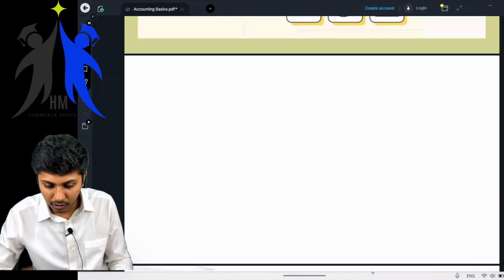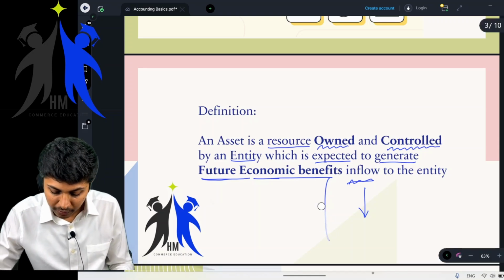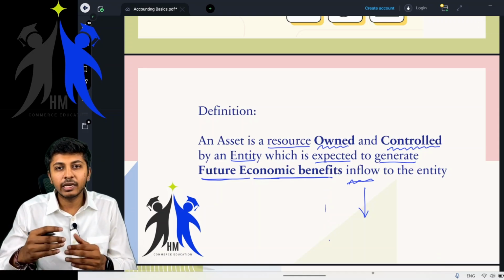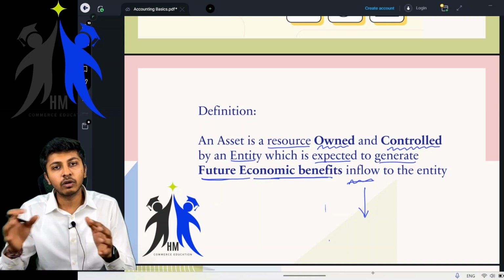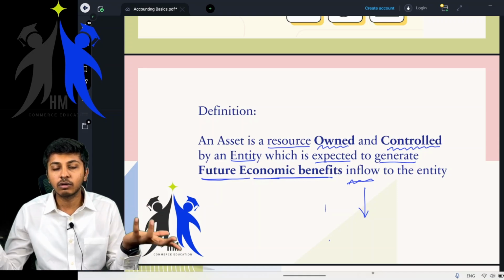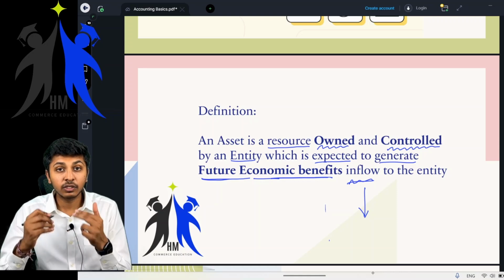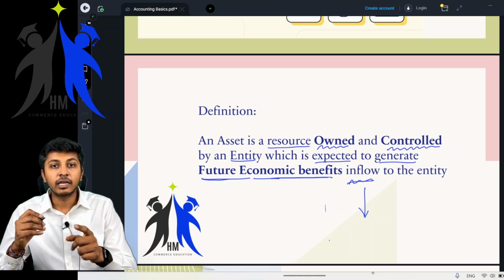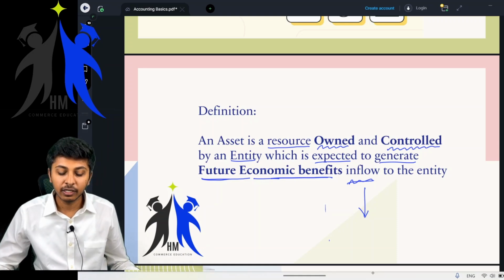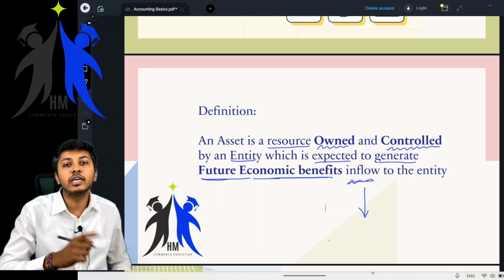This is the very definition of an asset. Now, this definition will be slightly interchanged here and there on the internet or anywhere else. Okay, so you don't have to worry. This is not some physics definition written by Newton or someone. It's not like that. This is a standard definition of an asset. So if someone asks you what is an asset, you start off by telling: an asset is a resource owned and controlled by an entity, which is expected to generate future economic benefits inflow into the entity.